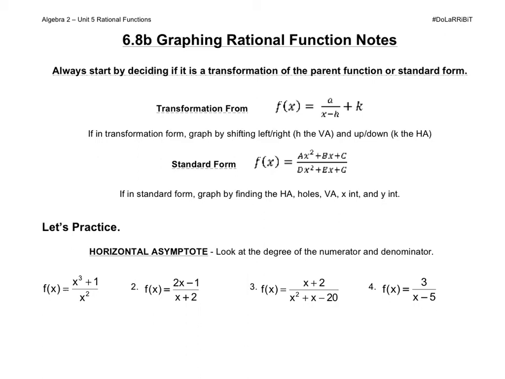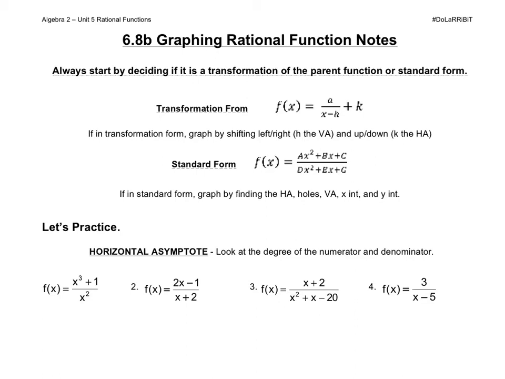Today we'll be working on lesson 6.8b, graphing rational functions in standard form. Remember, always before you start graphing rational functions, you have to decide whether the function is given to you in its transformed form or standard form. If it's in the transformed form, remember x equals h is going to be your vertical asymptote, which is going to move your graph either right or left. K is going to be your horizontal asymptote, and that's going to move your graph either up or down.